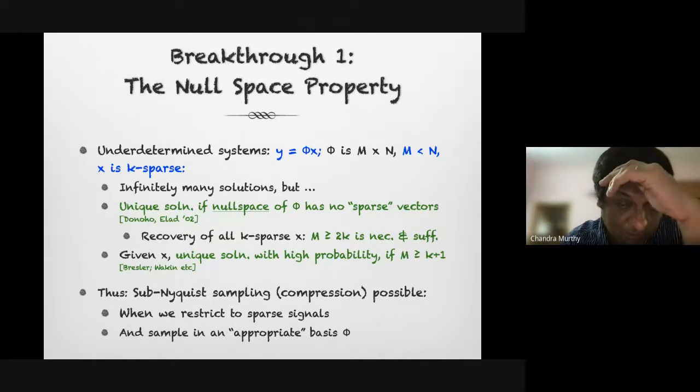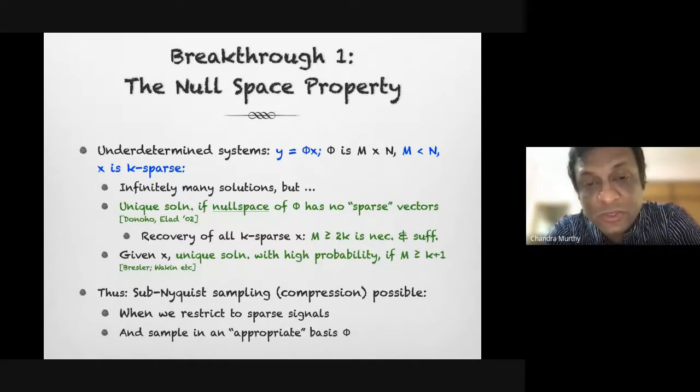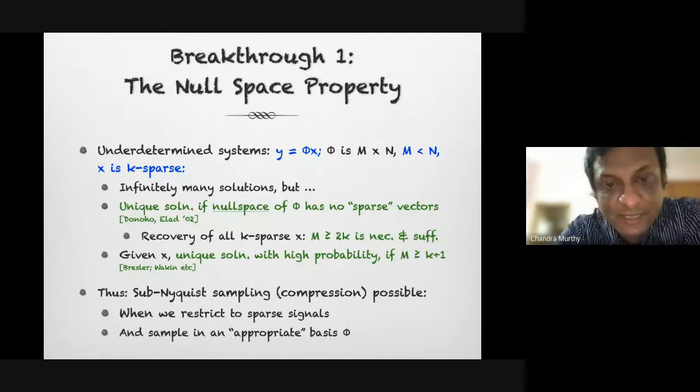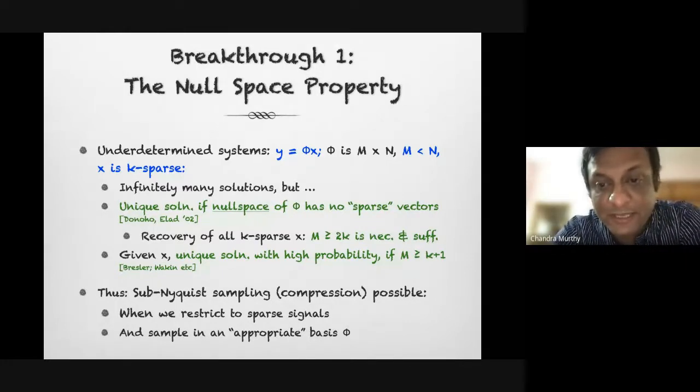One such breakthrough was through this thing called the null space property. So here we are putting restrictions on phi in addition to restrictions on x. If the null space of the measurement matrix does not contain any sparse vectors, then it turns out that this problem y equal to phi x will have a unique sparsest solution.